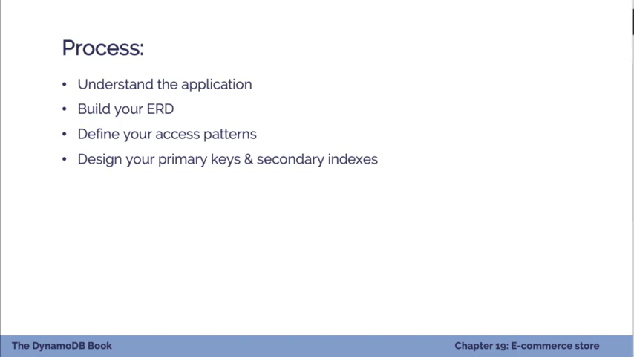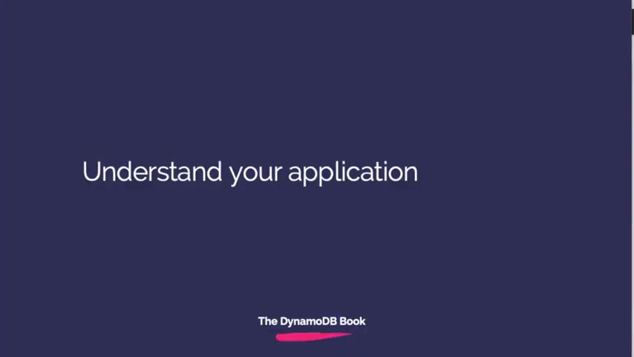Understand the application, know what you're building, then go on and build your ERD, your entity relationship diagram, to know what objects you have and how they relate to each other. Then define out all your access patterns and put them out in a list so you can methodically walk through them. And then finally, once you've done all that prep work, then you can get into designing your primary keys and your secondary indexes to handle those access patterns. So let's dive in and understand what we're building here.